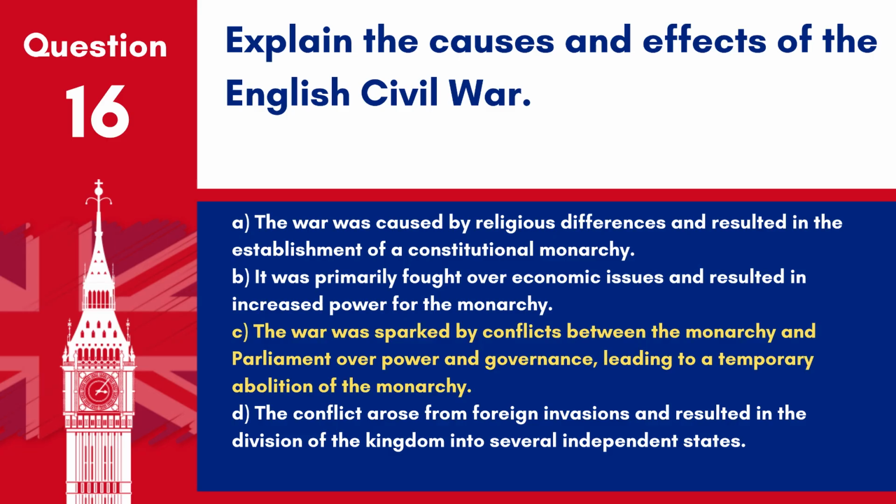Answer: C. The war was sparked by conflicts between the monarchy and Parliament over power and governance, leading to a temporary abolition of the monarchy. The English Civil War was a pivotal event that drastically shifted the balance of power, ultimately leading to the execution of King Charles I and the establishment of the Commonwealth under Oliver Cromwell.